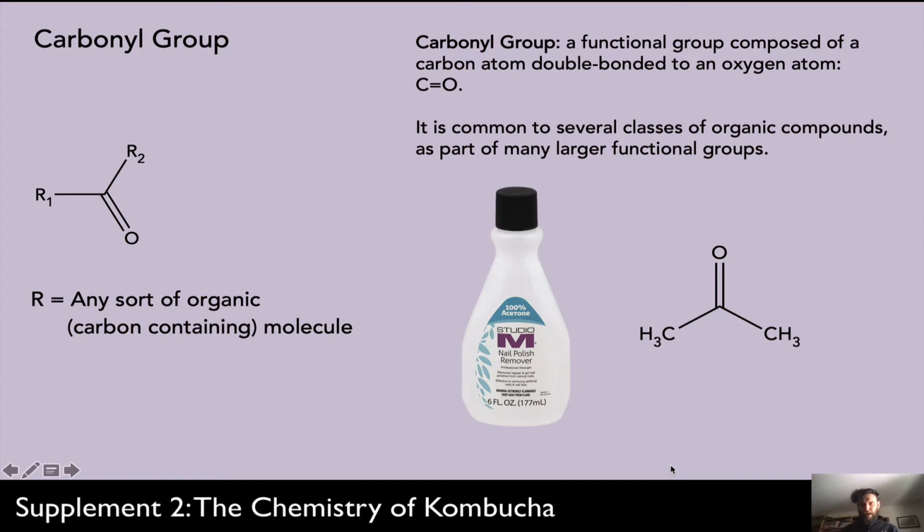So here is a common example, acetone, the stuff that is in nail polish remover. It looks like isopropyl alcohol, except the CO is a C double bond O rather than a CO bonded to an H. So it's a carbonyl group rather than an alcohol group. All right.